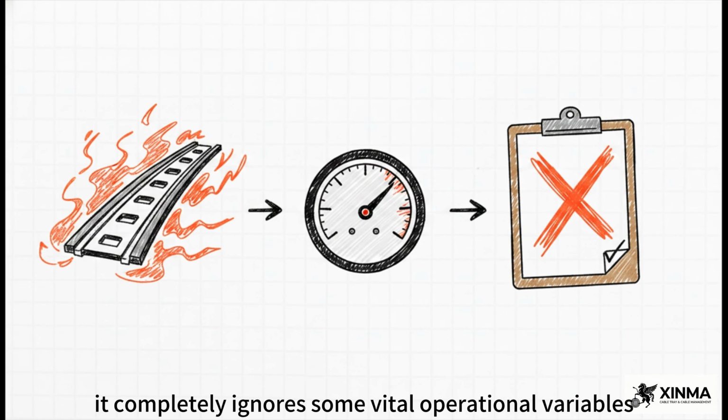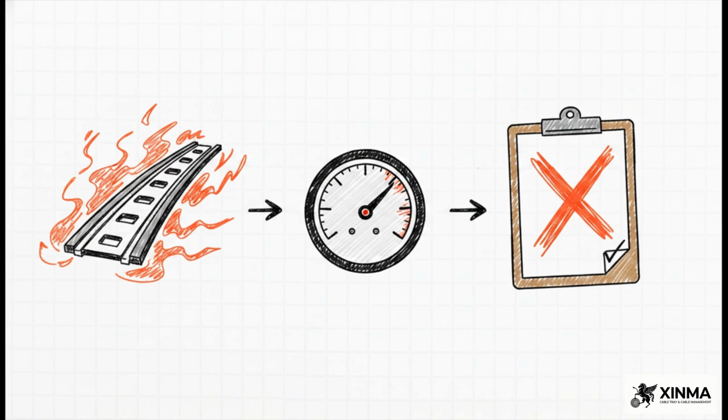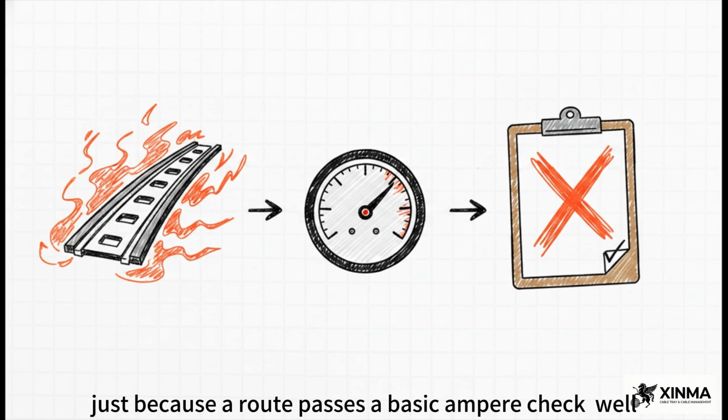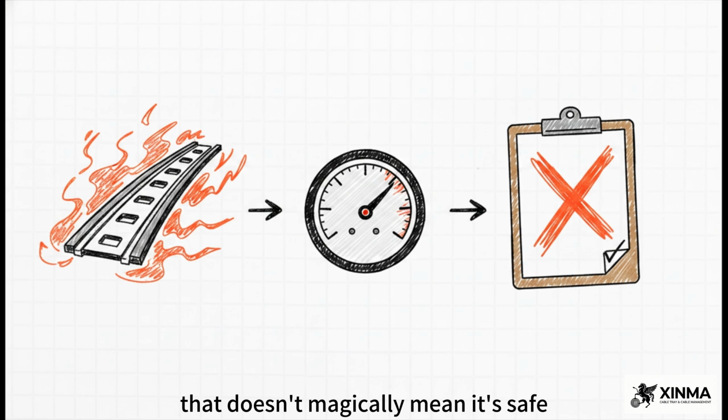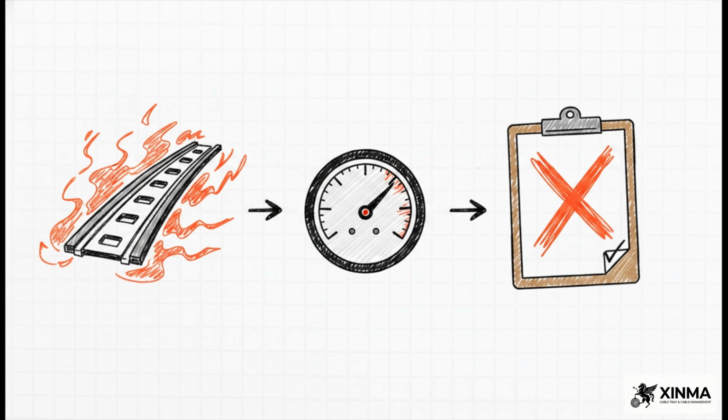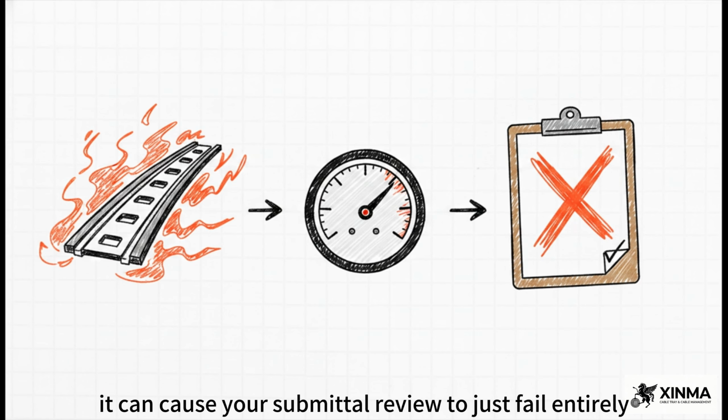It completely ignores some vital operational variables. Just because a route passes a basic ampere check, well, that doesn't magically mean it's safe. It can end up running dangerously hot, it can leave you with literally zero margin for future facility expansion, and honestly, probably the most immediately frustrating thing for an engineer, it can cause your submittal review to fail entirely.